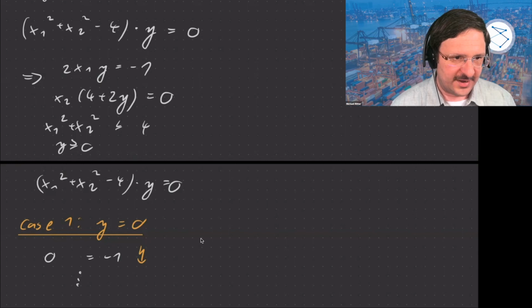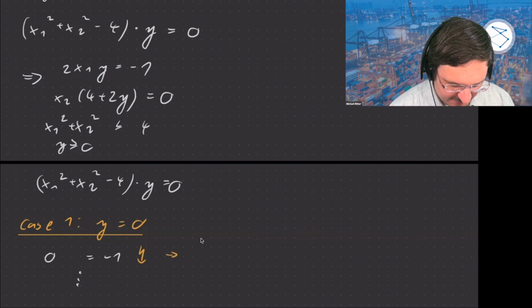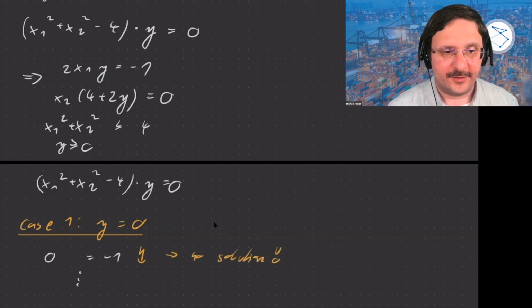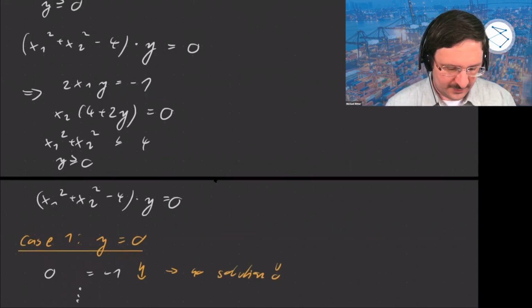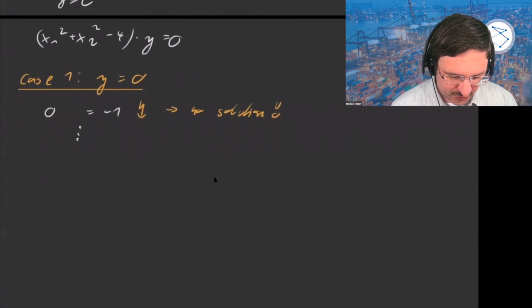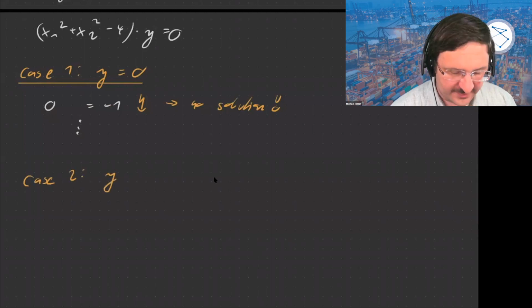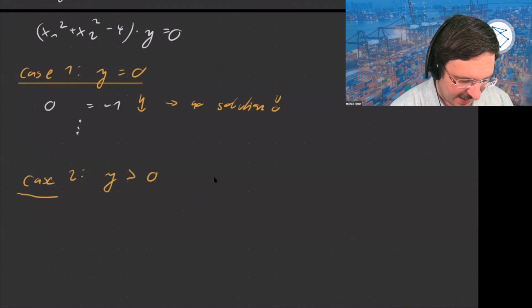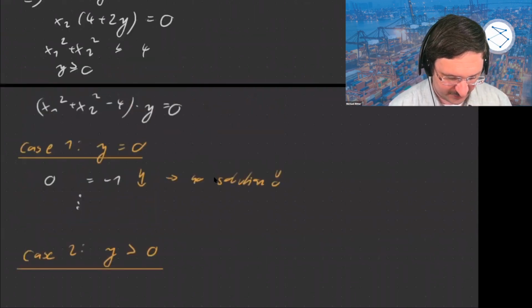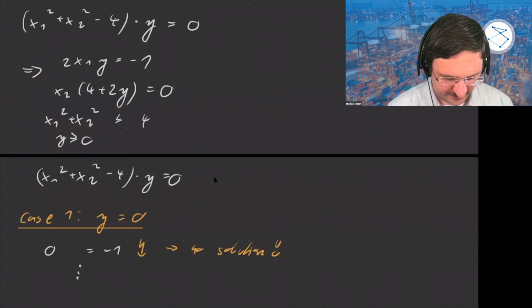Right, so what we get is clearly a contradiction. That means there is no solution where y is 0. And that, of course, means we can concentrate on case 2. Y is not 0, and that specifically means y is strictly positive because it cannot be negative, right? Remember, this is one of the conditions here. Y is greater or equal to 0. So if it's not 0, it needs to be positive, strictly positive.